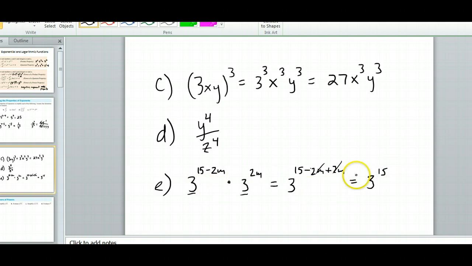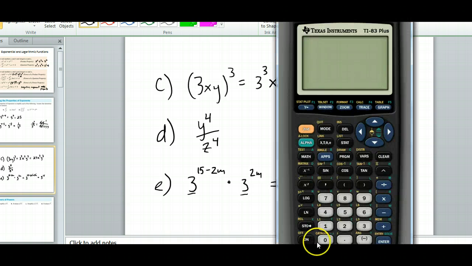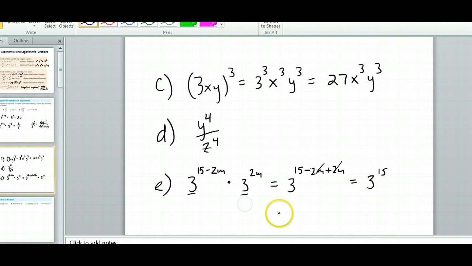Now normally if it's a number to a power, I would ask you to evaluate this, like give me a number, but as you'll see on your calculator, some of these things are huge. 3 to the 15th, your answer is returned, well, this one's not that huge, not as huge as I thought it was going to be. So we would write that down. That would be 14,348,907.